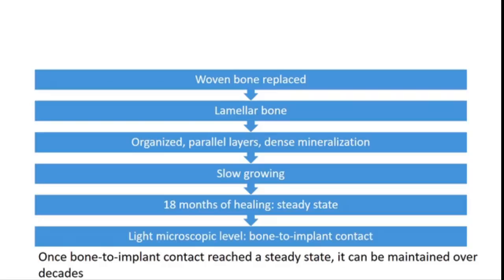You can see how the process of healing occurs. This will be dealt in detail in part 2 of the same chapter, that is dental implants. I'll just give you a rundown on how the process occurs. First, the woven bone is replaced by the lamellar bone. Then organized parallel layers of dense mineralization occurs. That's a very slow process. It takes about 18 months for a steady state.